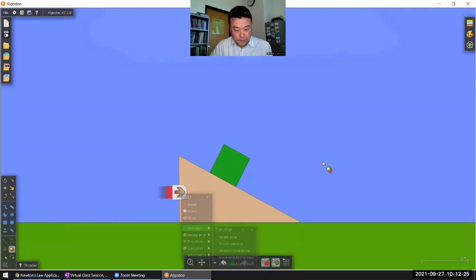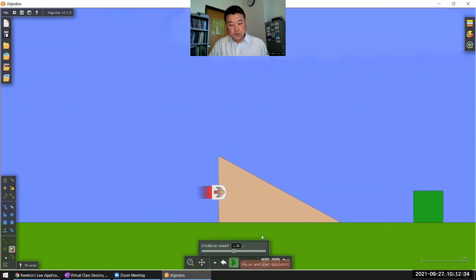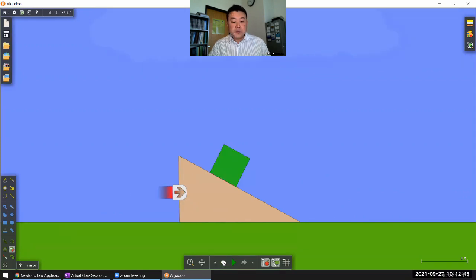I don't know the amount here. Let's start out with 5 newtons. See what it does if I apply 5 newtons of force. Okay, the block still slides down. Now, I guess the 5 newtons was enough that the ramp doesn't get pushed to the left. The ramp slides to the right.